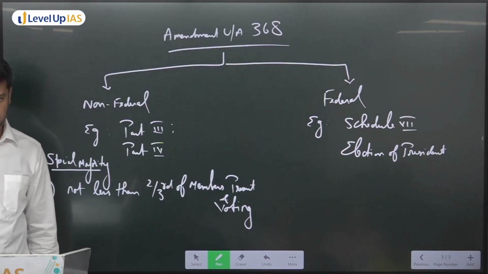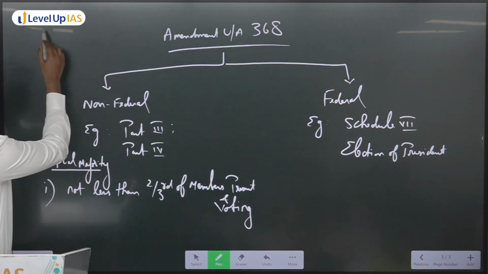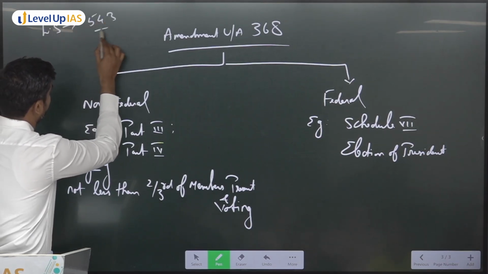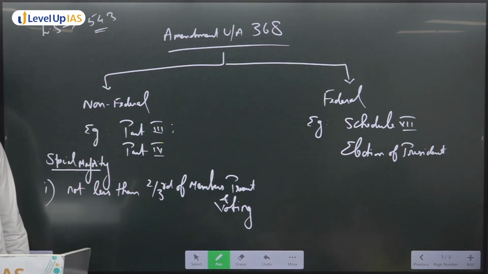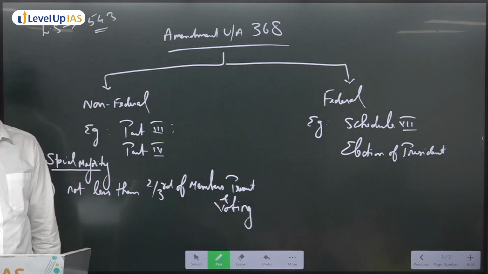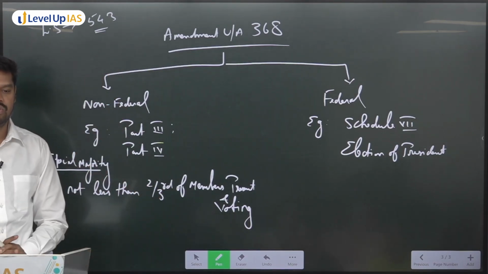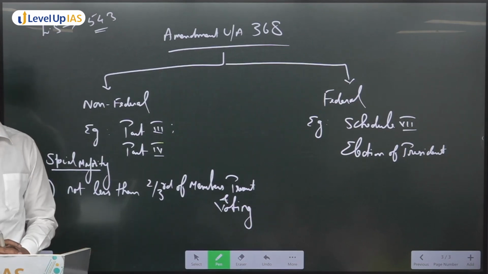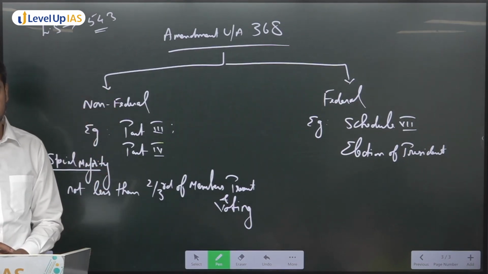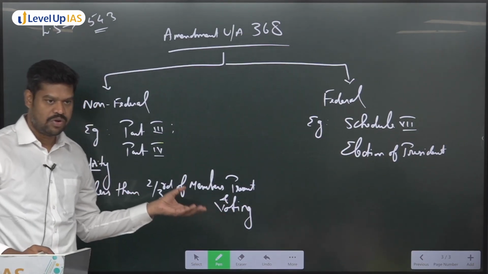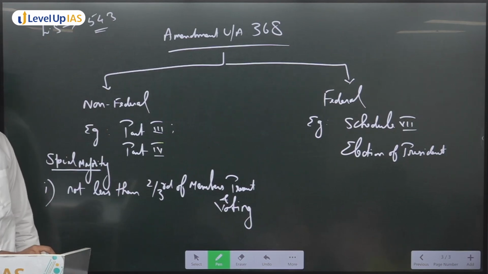With numbers, we will be able to understand better. Let us assume that the bill is introduced in the Lok Sabha. We know that the total membership of Lok Sabha is 543. So what is the majority that is required to satisfy this? Not less than 2/3 of the members present and voting. What is the minimum number of members who have to support this constitutional amendment bill in the Lok Sabha to satisfy the first condition? Out of 543, how much has to support it? Can you calculate? No, you will not be able to calculate because the information given is insufficient. It says not less than 2/3 of the members present and voting, and we only have the total membership. We are not aware of how many members are present and voting.